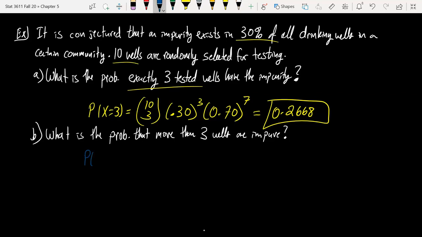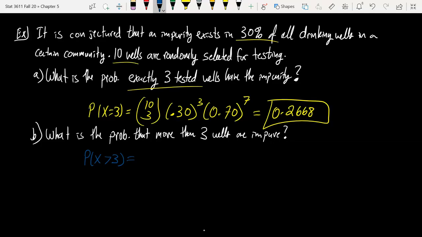So in this case, we want more than 3. This is strictly greater than 3, right? This should not be greater than or equal to. We are not including 3. Strictly more than 3, right? 3 would not count. So we're looking at 4, 5, 6, 7, 8, 9, or 10.